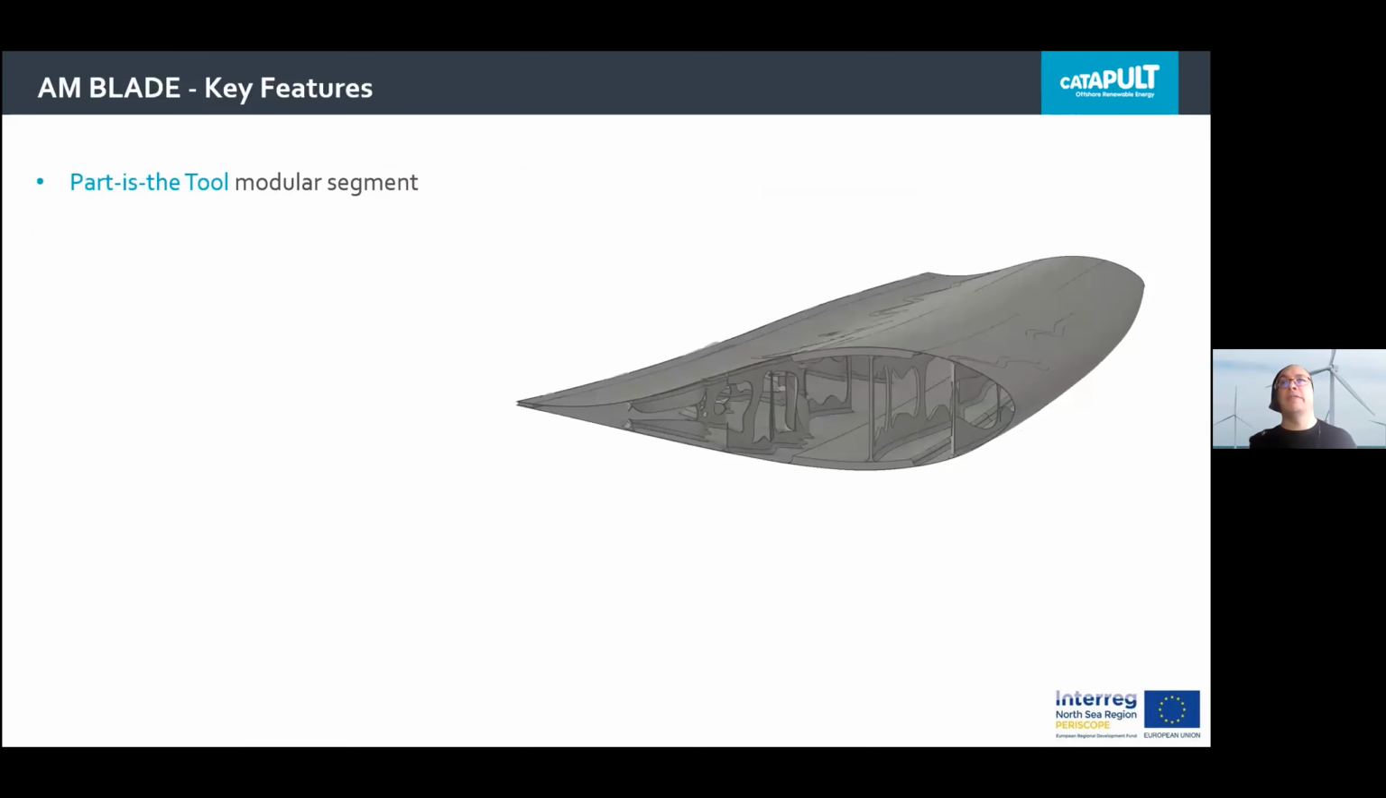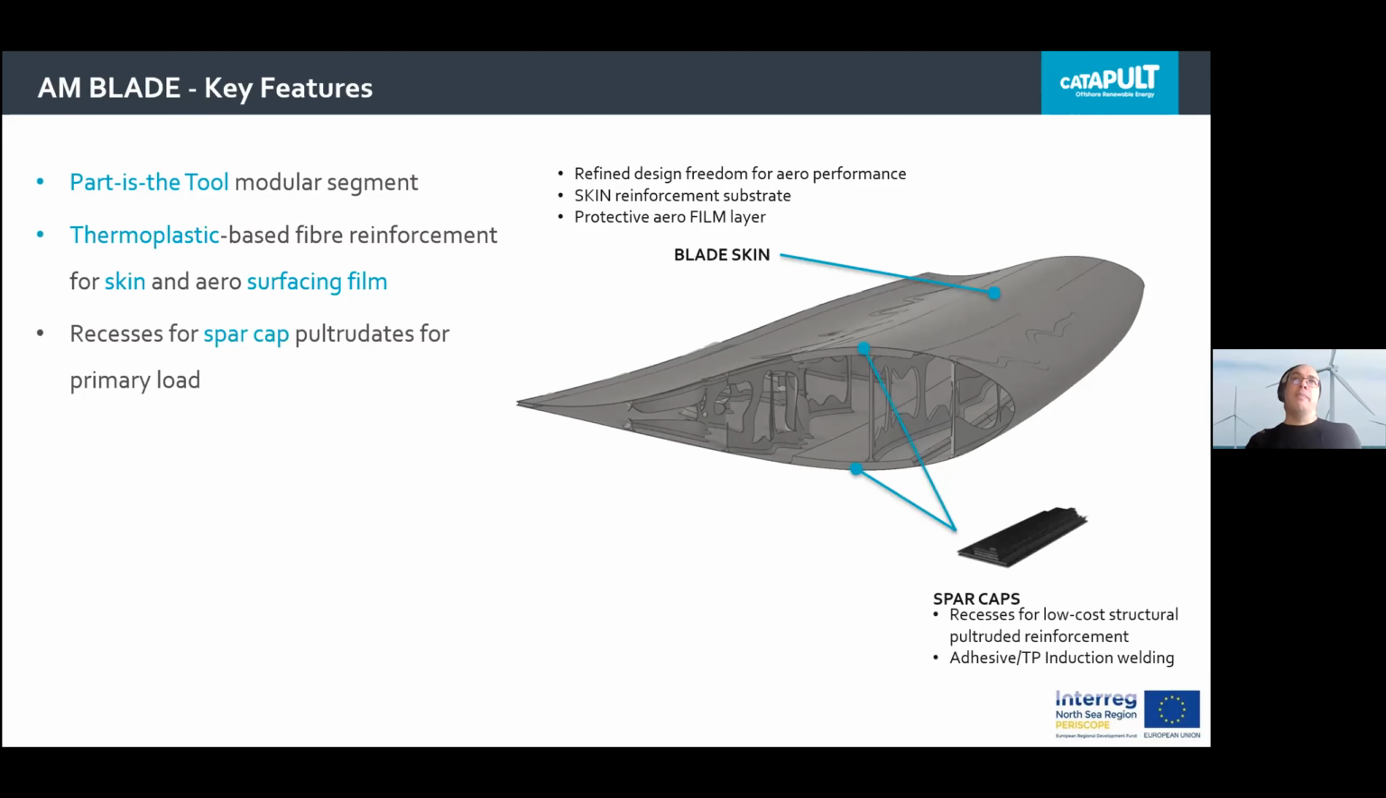And this is the real heart of the Unblade concept, the feasibility study that we've undertaken, where really the part is the tool. So we want to produce a modular segment via AM with all the highly detailed featuring of structure and aerodynamic outer envelope that we can attain, and we have that power through an additive manufacturing approach to be brought to bear. Specifically, that outer surface provides a surface from which skin reinforcements can be added of a thermoplastic nature, and then basically covered by a surfacing film.